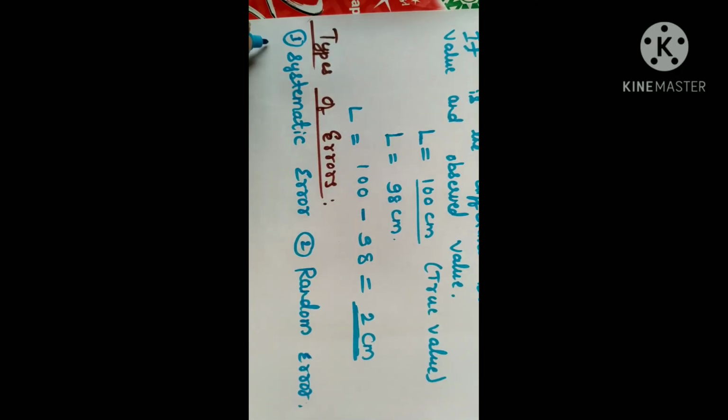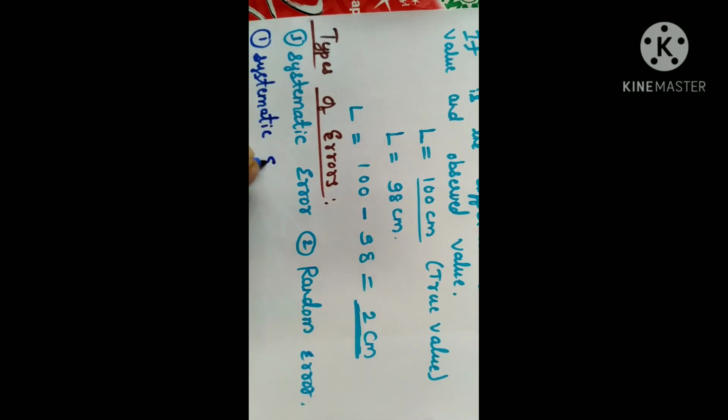First one is what? First one is systematic error. So here systematic error means, let me write, that is systematic error.